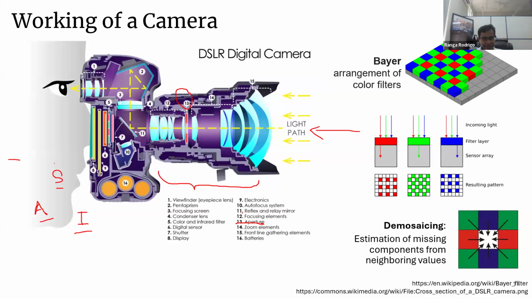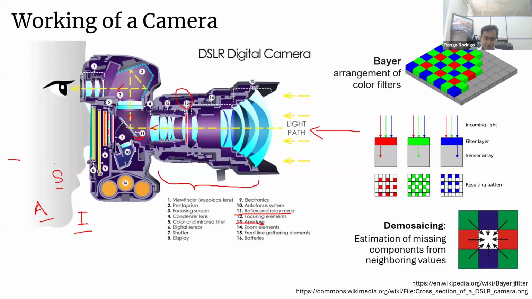So you can see the reflex and relay mirror, item number 11, you can see it here. That's a mirror. So this is a DSLR camera. It is not a mirrorless camera. So you can see the yellow light that goes from here. It hits the mirror and gets reflected once again from here and there and goes to the eye. So you exactly see the image that the camera main lens sees.